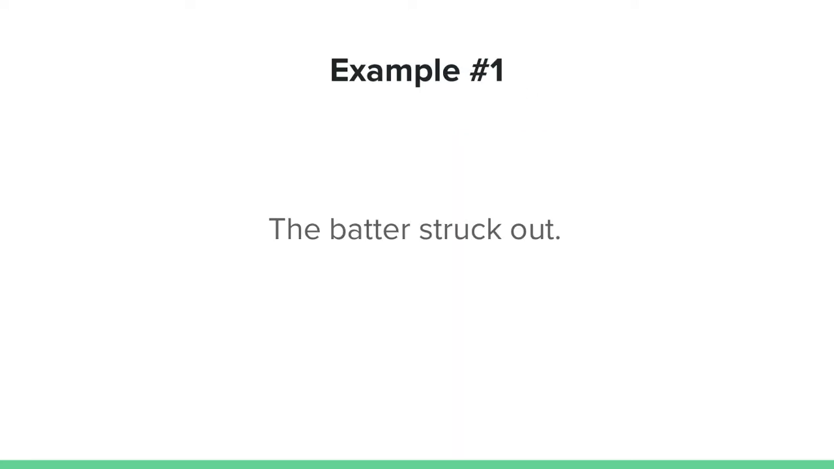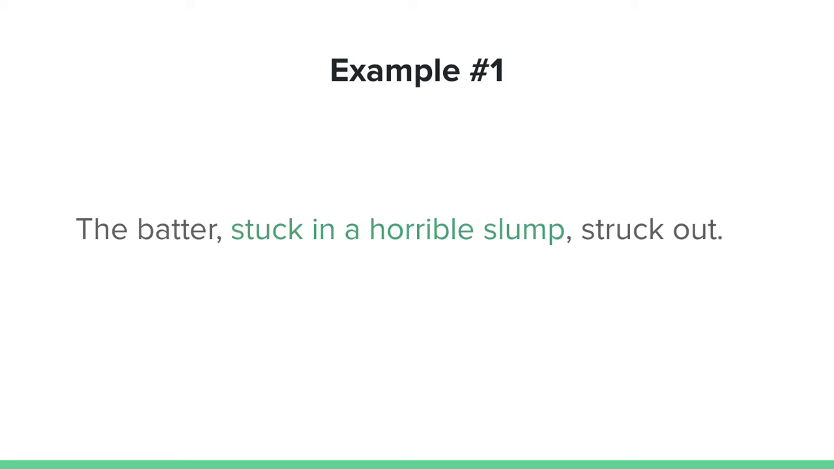So here's the base clause. The batter struck out. Pretty simple. So let's add one modifying phrase. Well, what's the first noun I want to modify? There's really only one noun in this sentence at all. It's batter. So both my modifiers will probably modify batter. So I'm going to add a mid-branching modifier to this sentence. The batter, stuck in a horrible slump, struck out. So we've got an adjective here to start this modifier, and it's modifying batter.